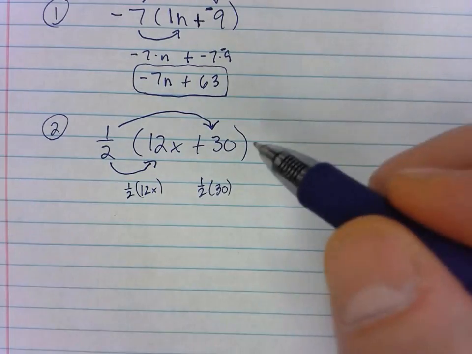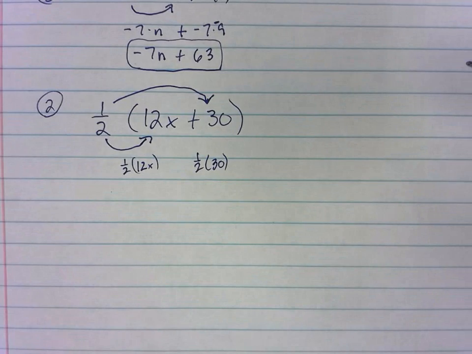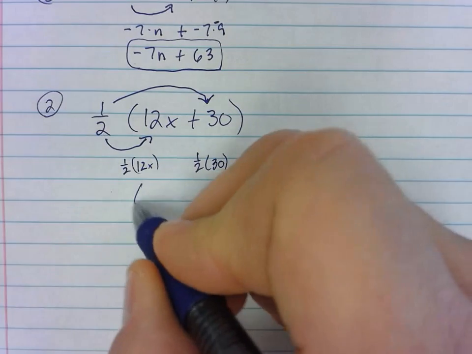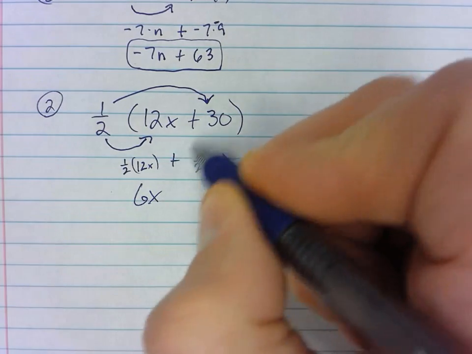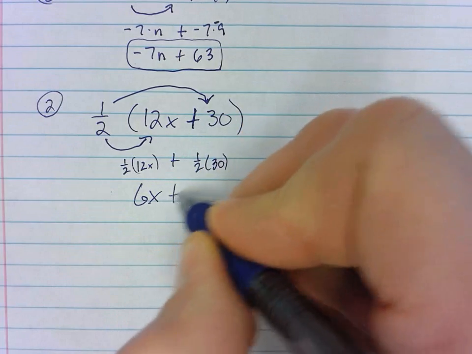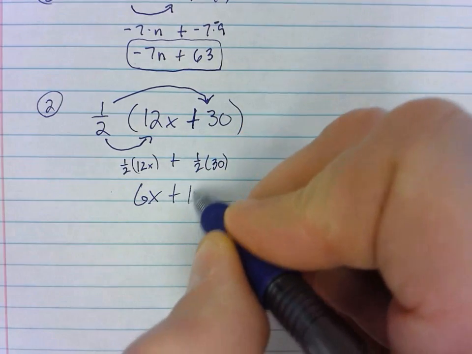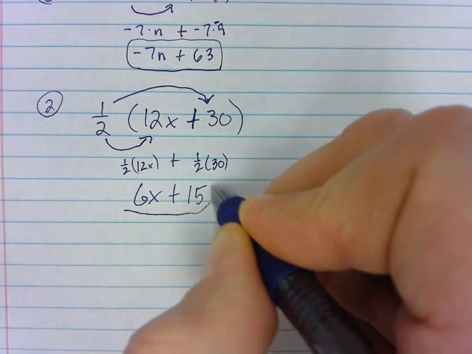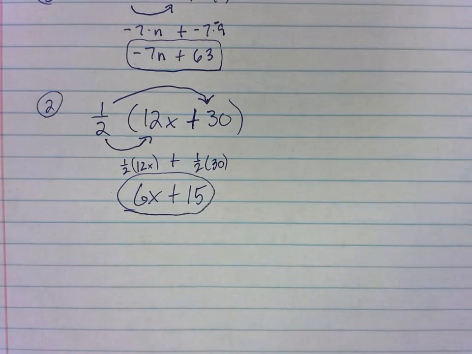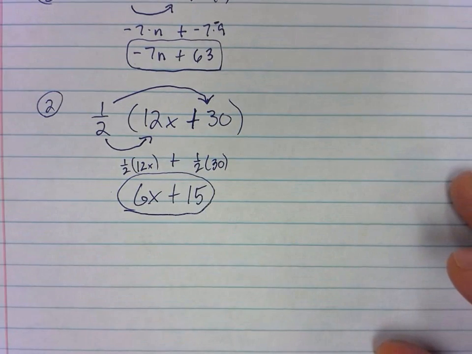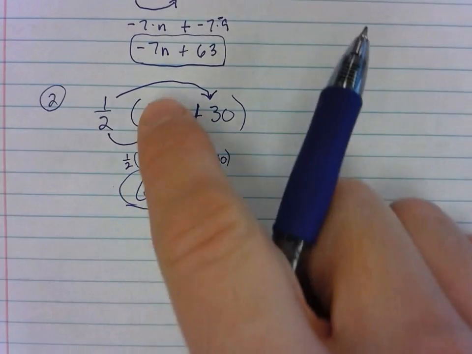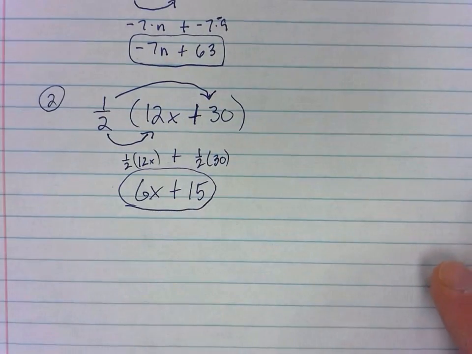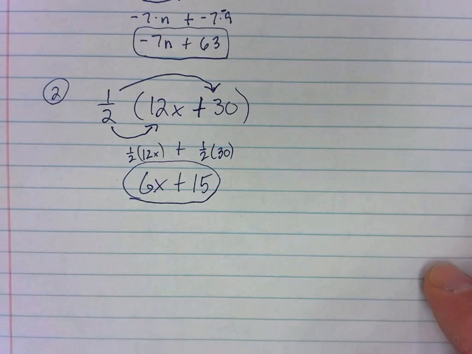Well, what is half of 12? Half of 12, of course, would be 6. So that's 6x. Okay, just going to copy down the plus sign from here. What's half of 30? That'd be 15, right? So that would simplify down to 6x plus 15. Half of 12 is 6, half of 30 is 15. So that would be 6x plus 15 again.